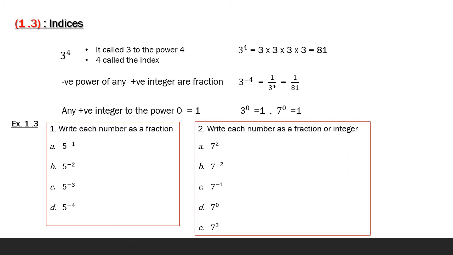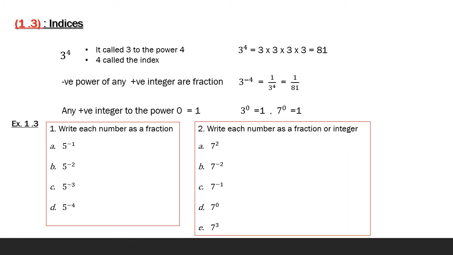So if we write 3 to the power 4, which is on the left hand side, it's called 3 to the power 4, and the 4 is called the index. So 3 to the power 4 is equal to 3 multiplied by 3 multiplied by 3 multiplied by 3. That means I am multiplying 3 four times together, and the result will be 81.